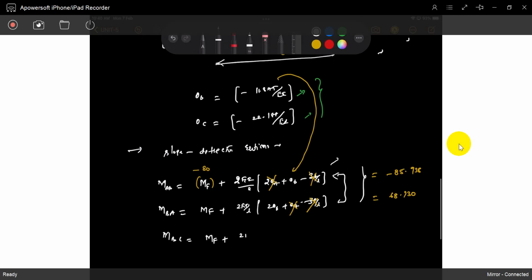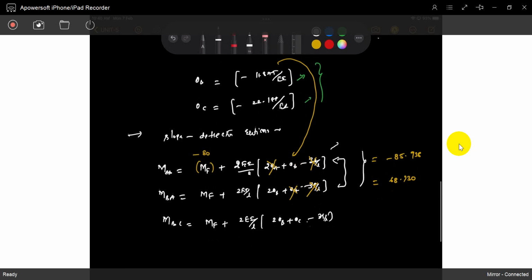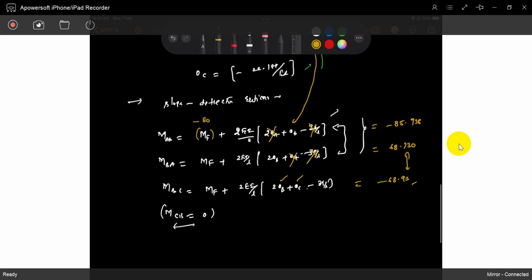MF, you want to write it, 2 theta by L into 2 theta B plus theta C minus 3 delta by L. MCB is 0, you already know it. It's a free end. Here you have to use theta B and theta C. Both you will get the final value, you already know it, 69, but both are the same, because MBA plus MBC equal to 0. No need to calculate. Once you get those values, you will do the bending moment diagram.